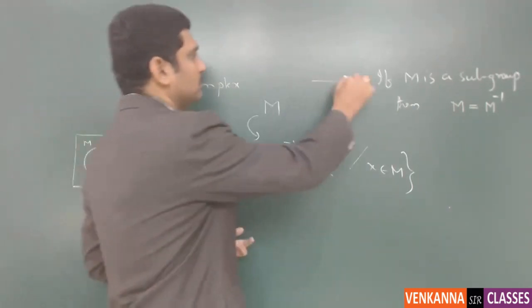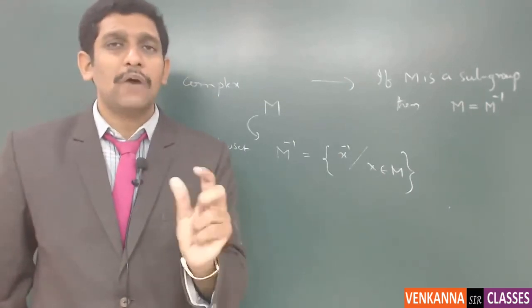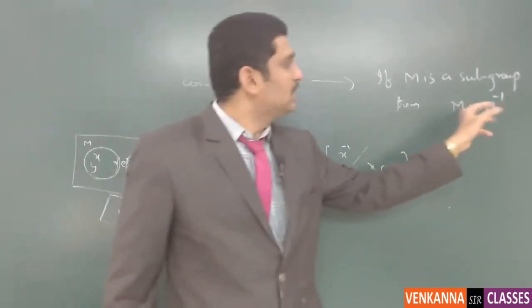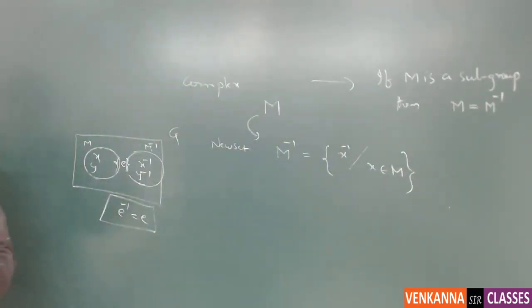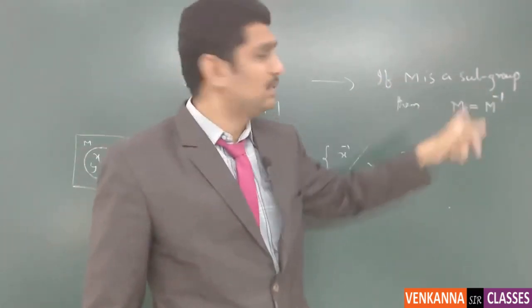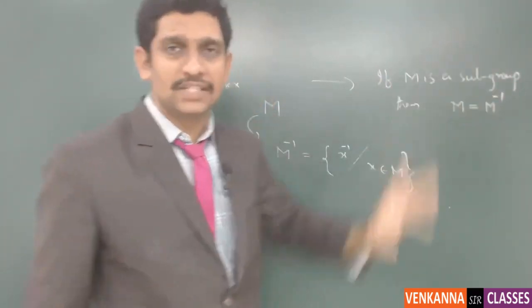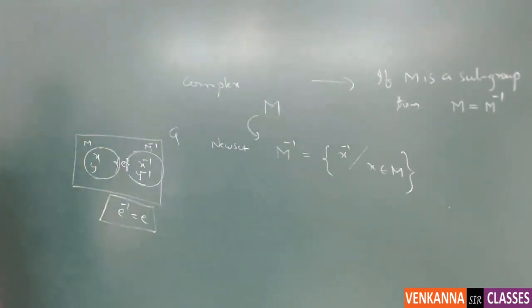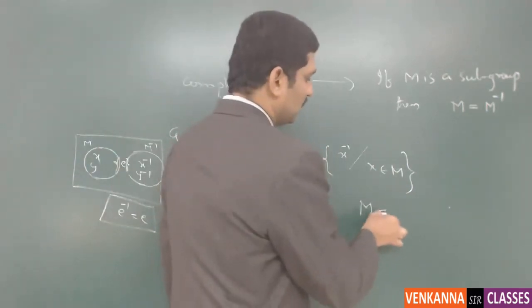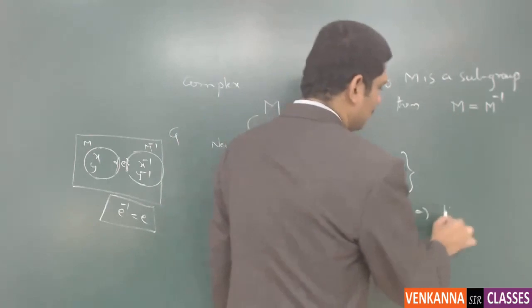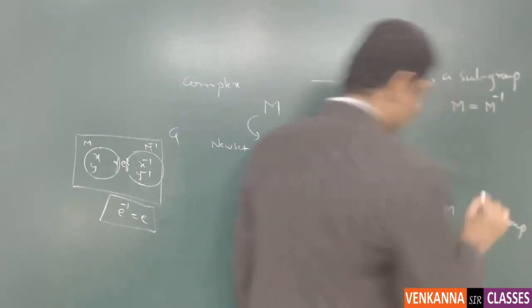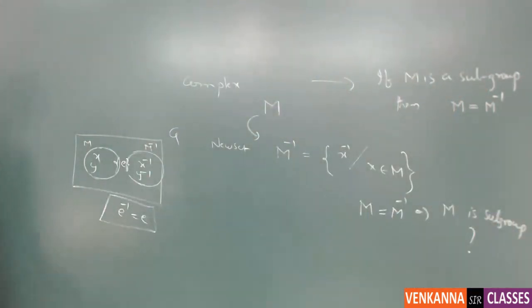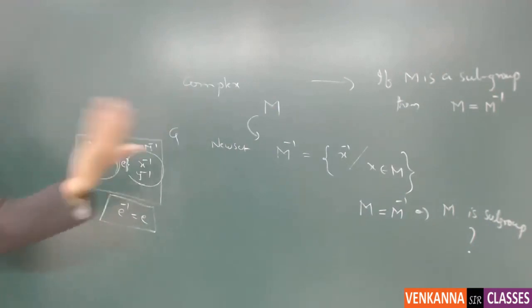So the property is, if the set you have taken is a subgroup, then these two sets will become equal. M is equal to M inverse. If you use the symbol H, if H is a subgroup, then H equals H inverse. Right? And the converse is not true. That means if the two sets are equal, it does not follow that M is a subgroup. You will get a question. So one part is clear, the other one is not correct.